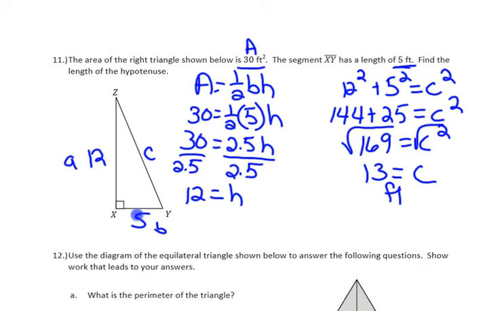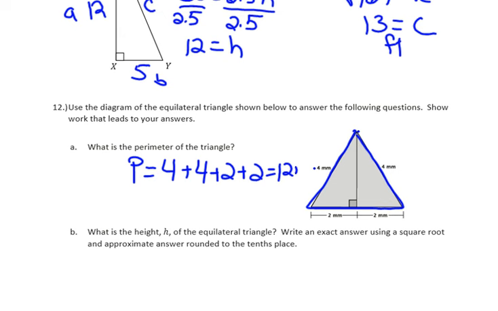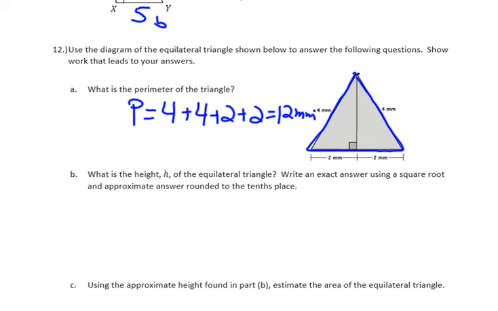All right, now we're going to use this one to figure out the other. So to find the perimeter, perimeter is the distance around. So I have 4, 4, and 4. So my perimeter is 12 millimeters. Okay, what is the height of the equilateral triangle?